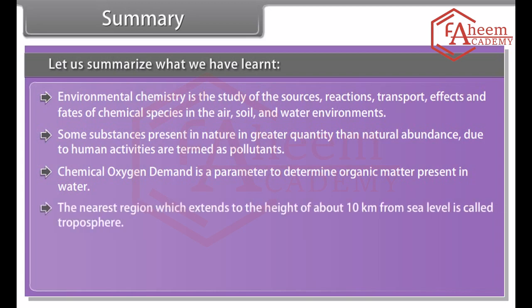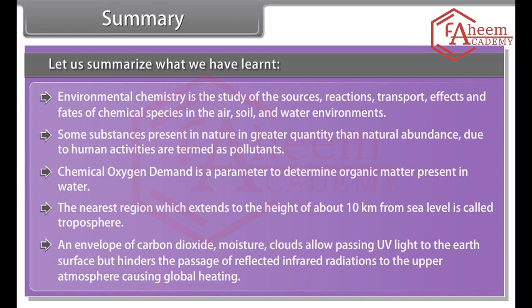The nearest region, which extends to the height of about 10 km from sea level, is called the troposphere. An envelope of carbon dioxide, moisture and clouds allows UV light to pass to the Earth's surface, but hinders the passage of reflected infrared radiation to the upper atmosphere, causing global heating.